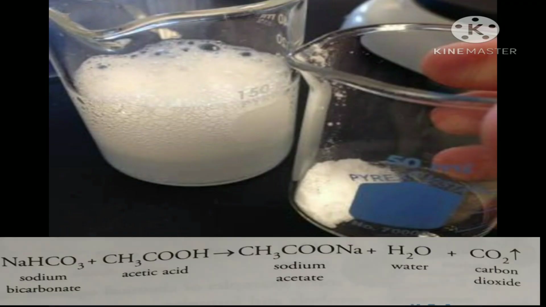The next example is the reaction between sodium bicarbonate and acetic acid. When sodium bicarbonate and acetic acid react, an effervescence of a gas is produced. The gas produced is carbon dioxide. You can try this simple experiment at home. Sodium bicarbonate is nothing but baking soda, and acetic acid is vinegar. So take a small amount of baking powder and add vinegar to it. You will see effervescence being produced. The effervescence is of carbon dioxide.